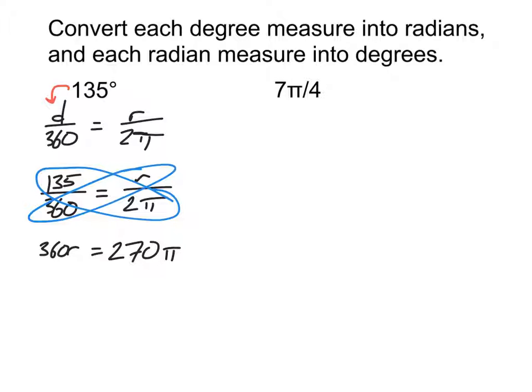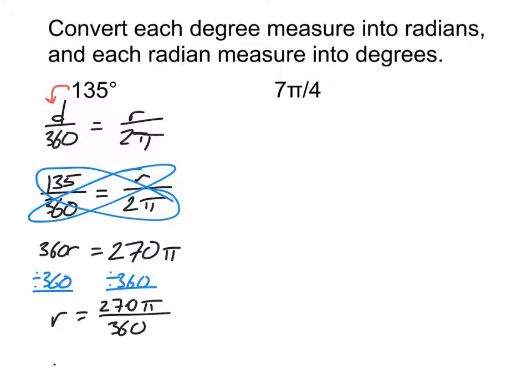All right, now remember, I'm still trying to figure out what the radians is. I'm trying to solve for r. So in order to do that, I want to divide both sides by the 360, because then that leaves me with just r equals on the left-hand side. That's our goal. But now on the right-hand side, I have 270 pi over 360. Yes, I do need to reduce my answer here.